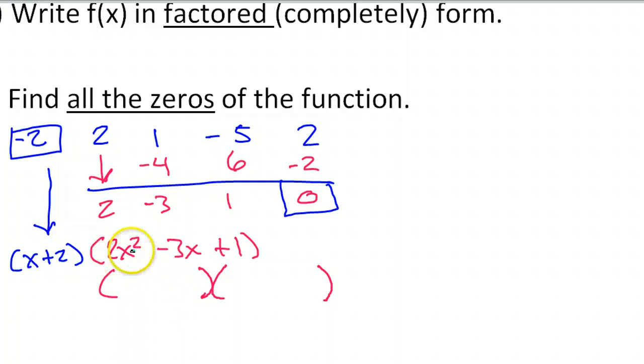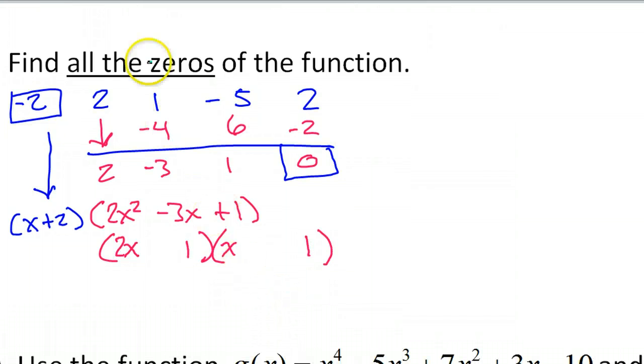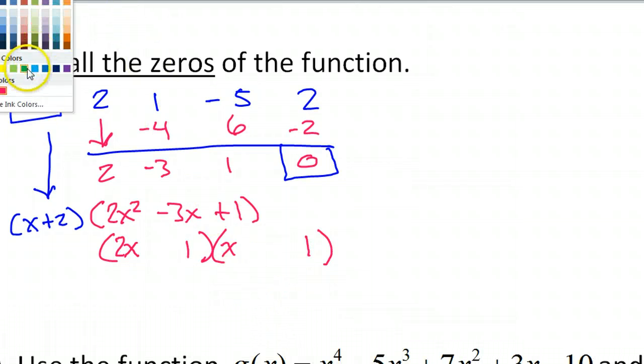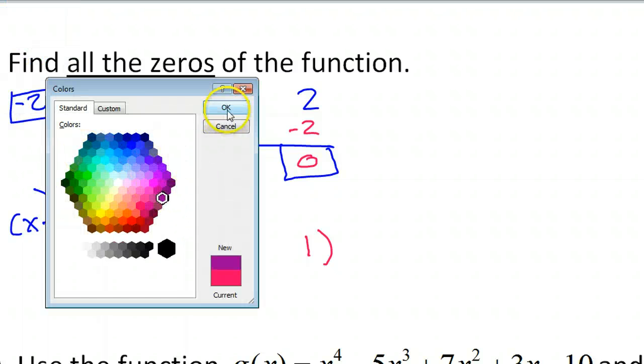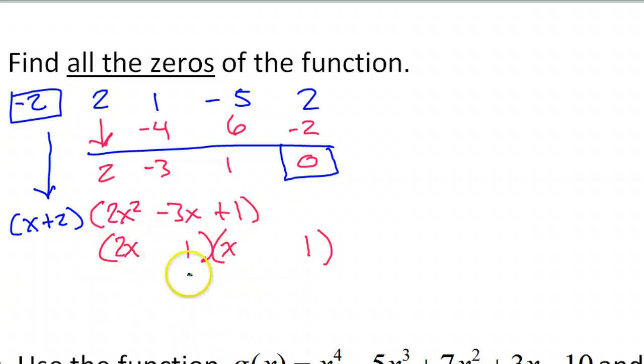Okay, so looking at the 2x squared, that can only factor as 2x times x. Looking at the 1, that can only factor as 1 times 1. And of course we remember, everybody remembers, that the inner plus the outer has to give you the middle. So inner I have 1x, outer I have 2x. That has to equal the middle of -3x.